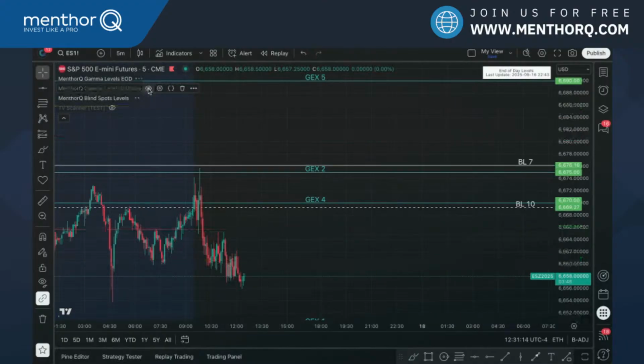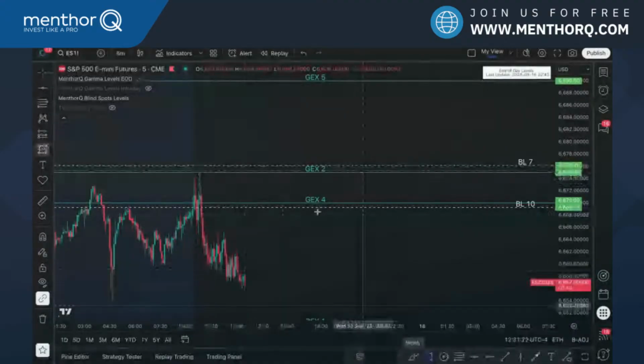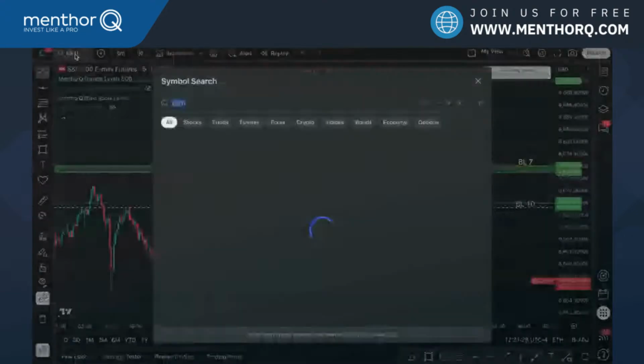So let's look at it today. So the market moved up and then dropped, and this was right here at BS7 and JAX2. JAX2, very important level. Let's move to NQ, for example.